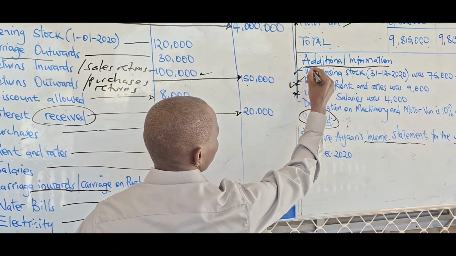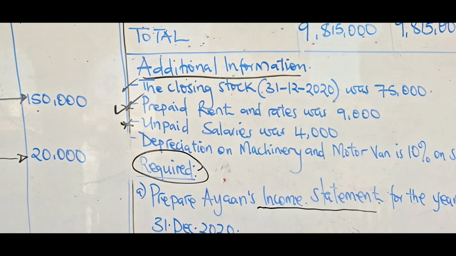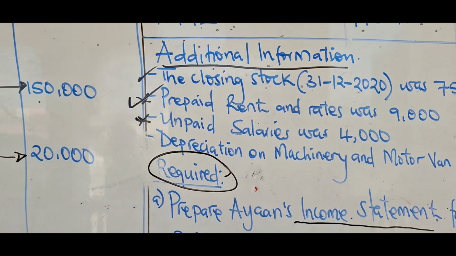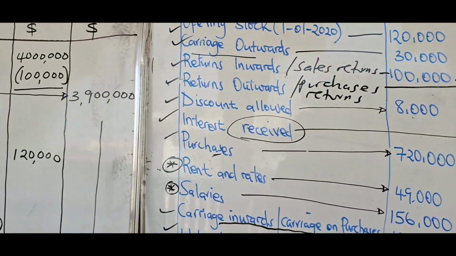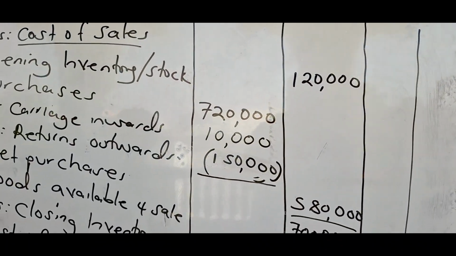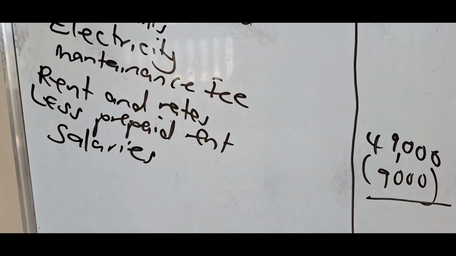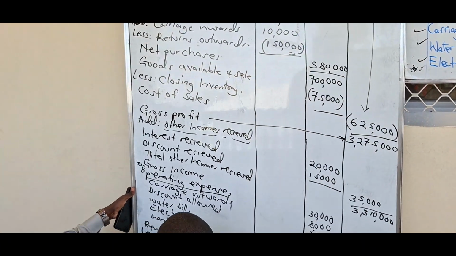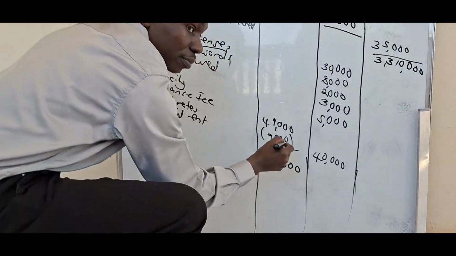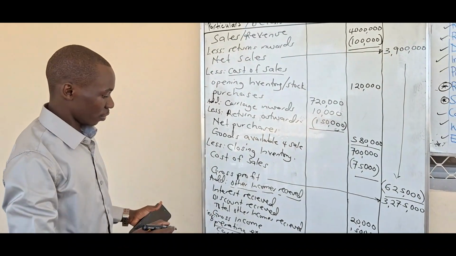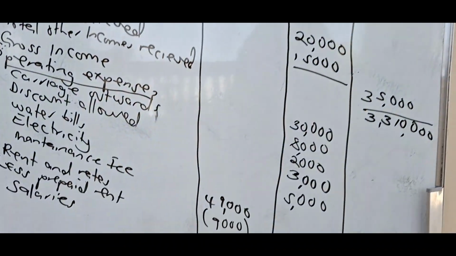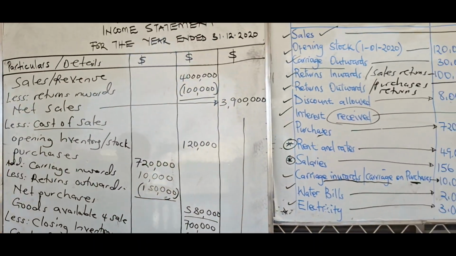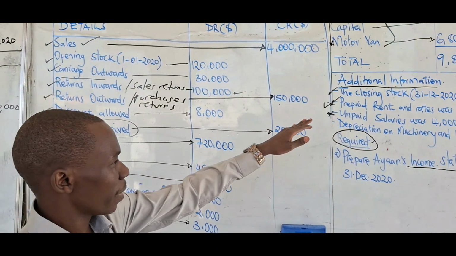Let's look at unpaid salaries. The way we have done here, we call the salaries. Salaries, that is 156,000. Let's look at the additional information regarding salaries. They are saying salaries unpaid.